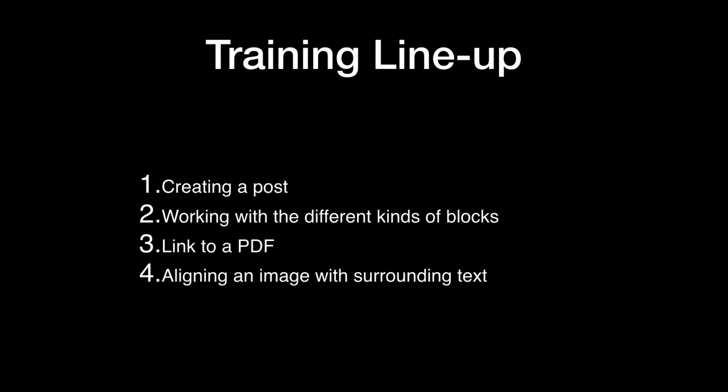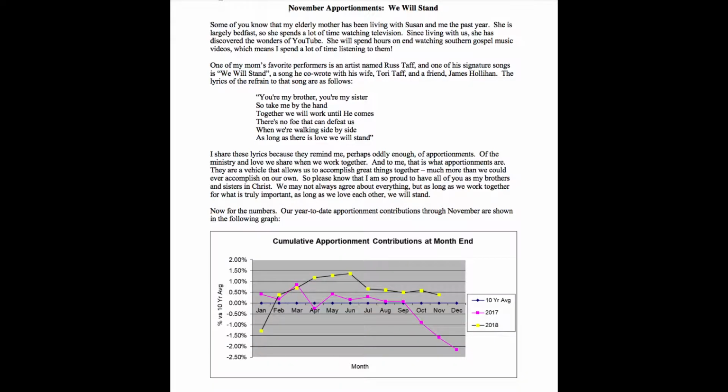Okay, so this is the Gutenberg Editor training video for the Desert Southwest Conference website. We're going to create a post. We're going to work with the different types of blocks in the editor, and we're going to link to a PDF. We'll do this two different ways, and we will work with images and formatting text around images.